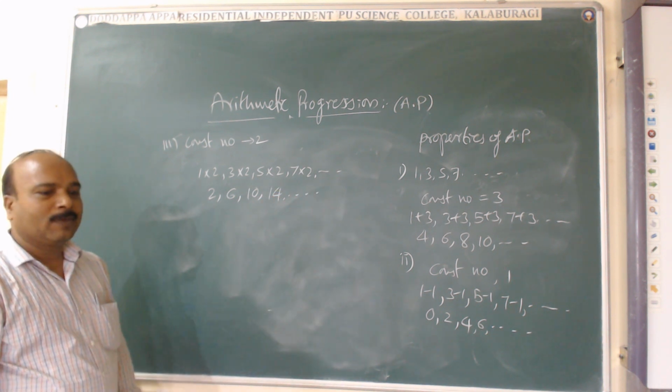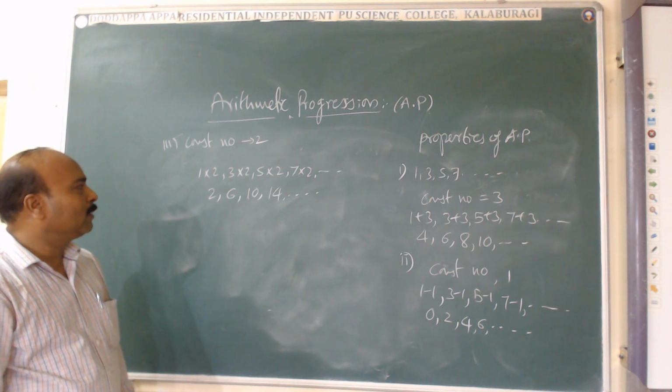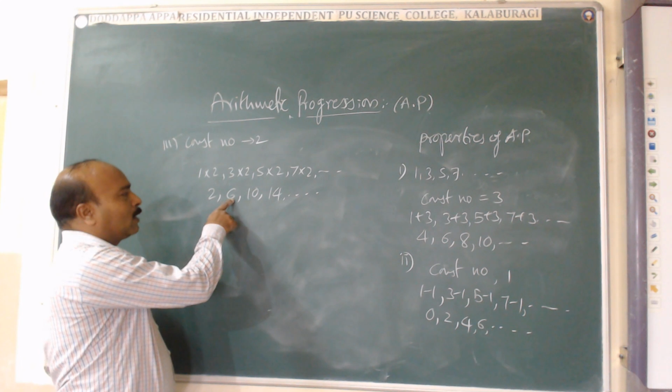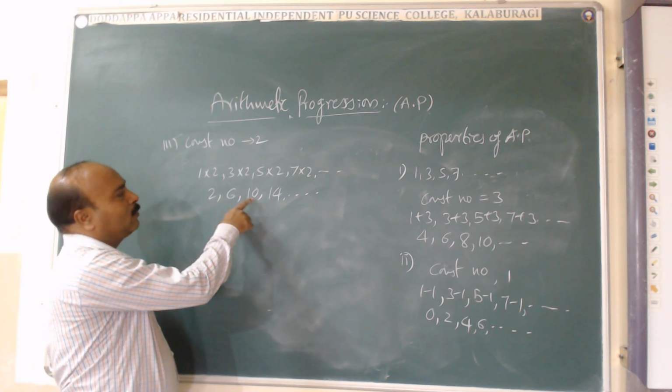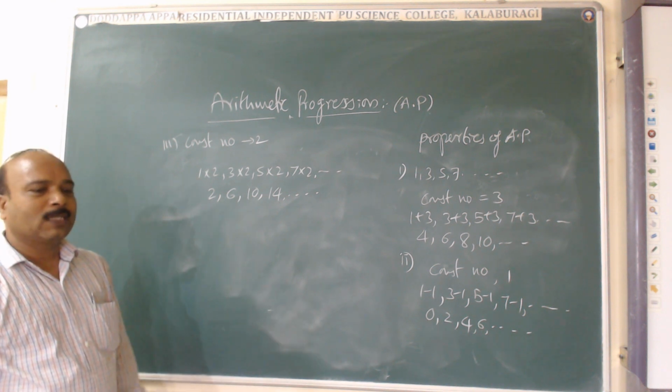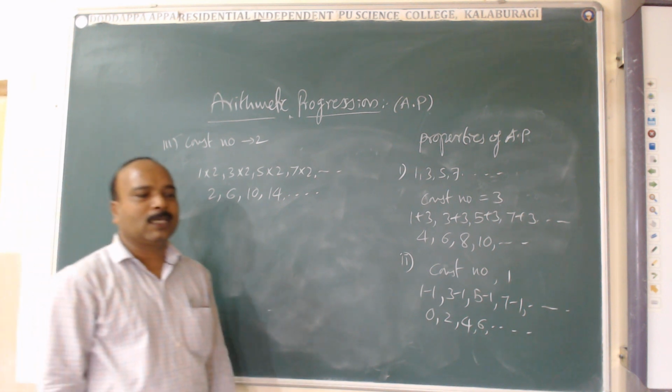Now we get this type of progression. This is nothing but an arithmetic progression, because here we observe the common difference. 6 minus 2 is 4, 10 minus 6 is 4, 14 minus 10 is 4. Everywhere the common difference is constant here also.